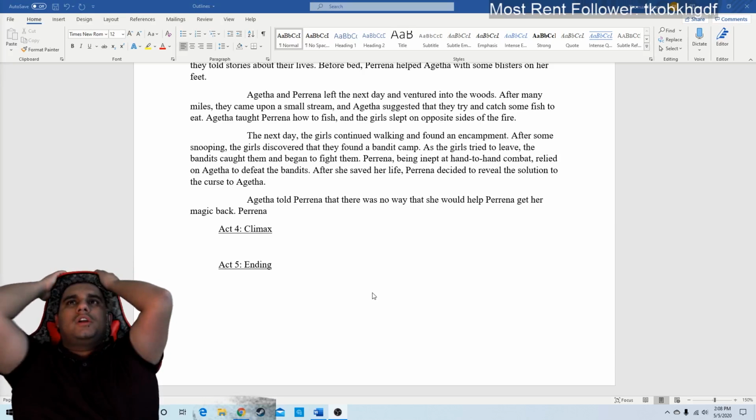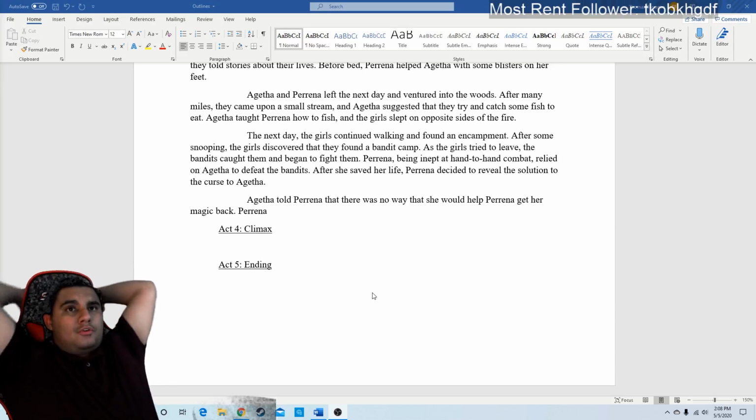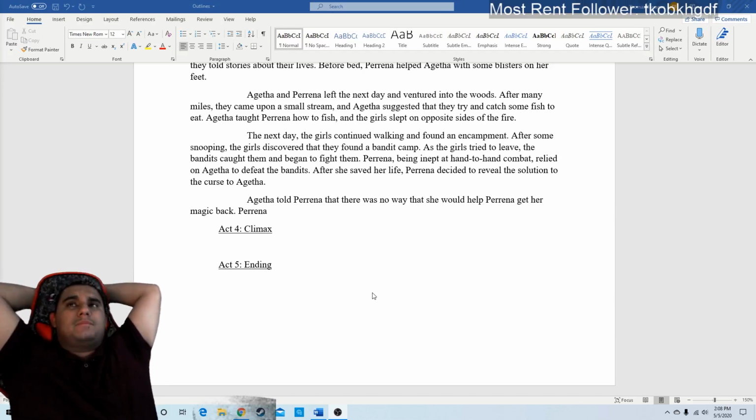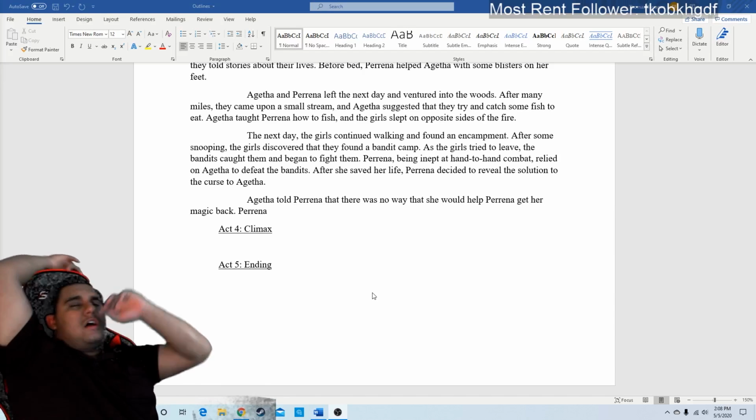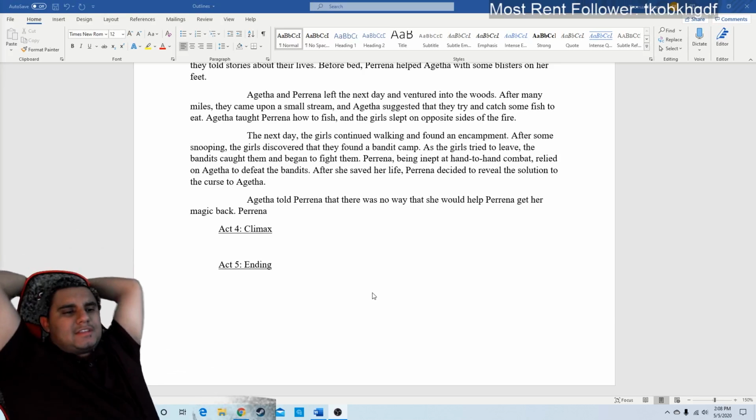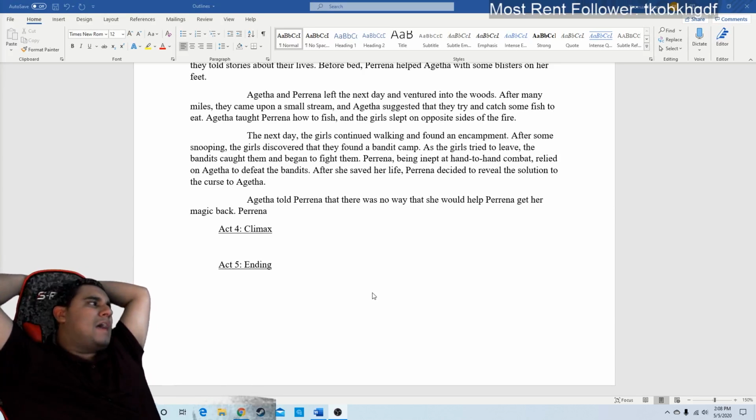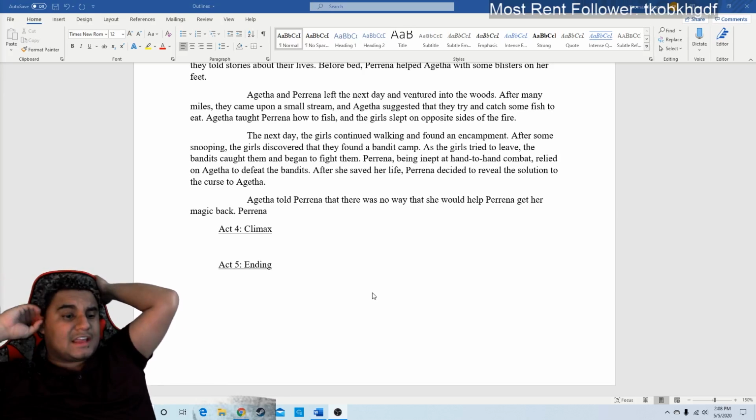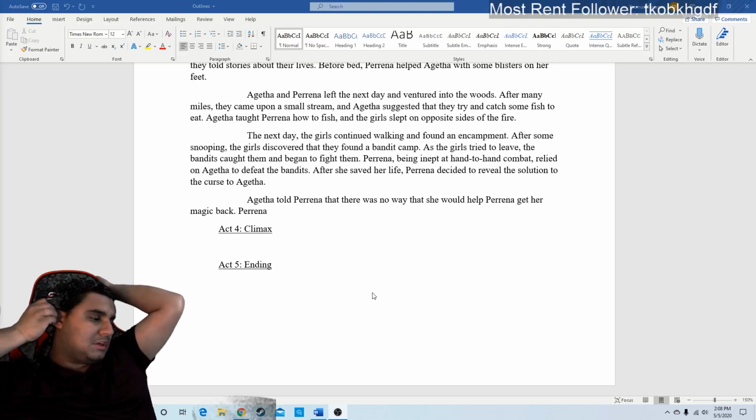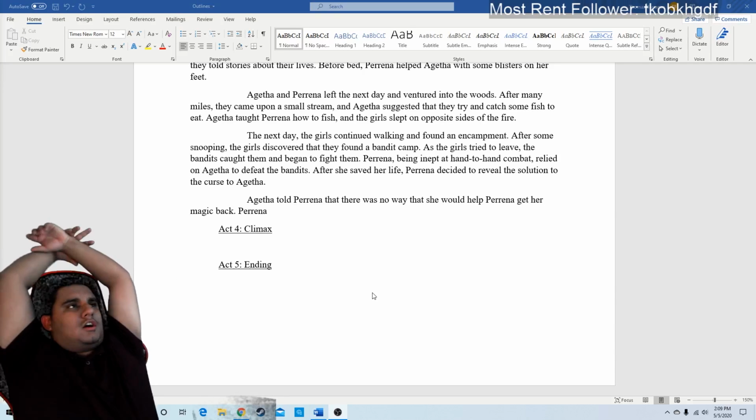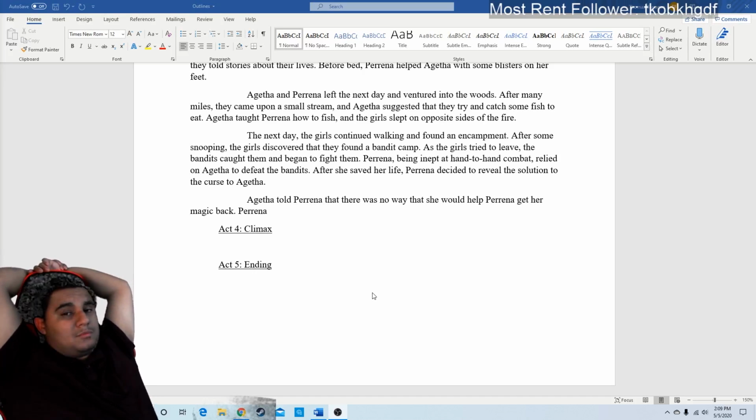So I tried one alternative where they both went and tried to get Perenna's magic back via another method. And while that does lend itself to a nice epic fight scene at the end, I don't know if thematically it'll work, especially with Agatha being so anti-magic in the story. I don't know how I would end up writing her character to where her helping Perenna get her magic back would make any sense. I don't really know where to go from here.